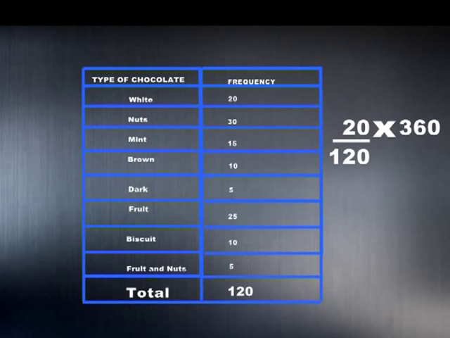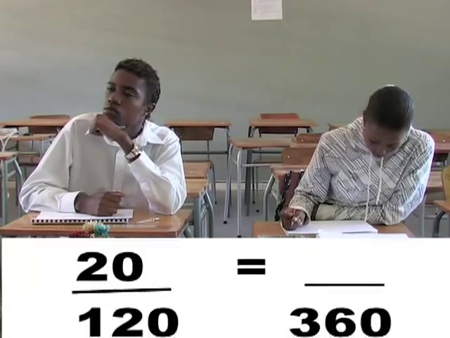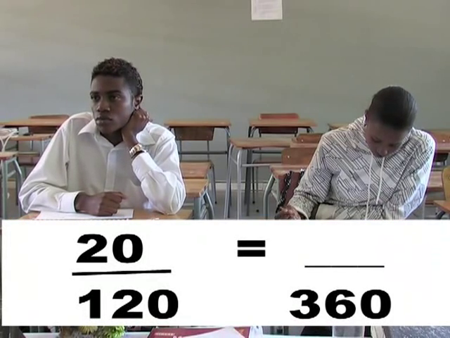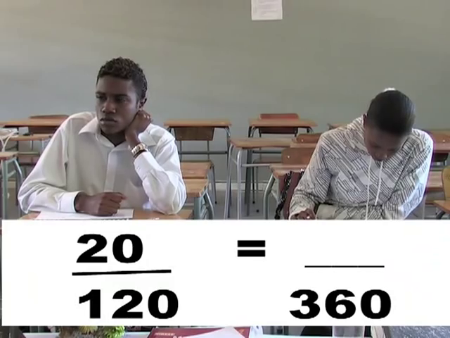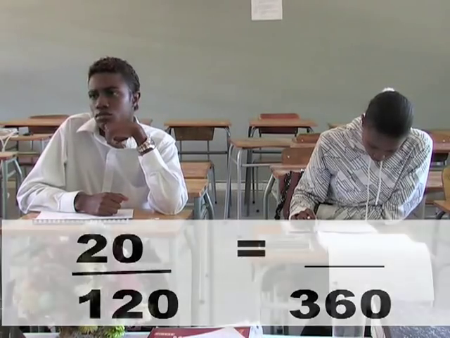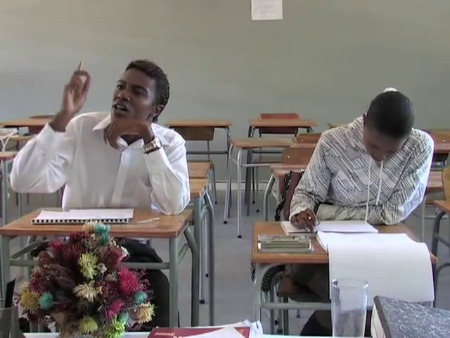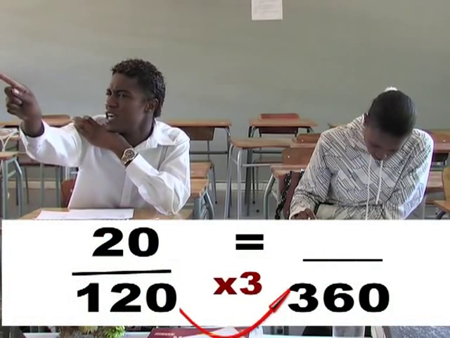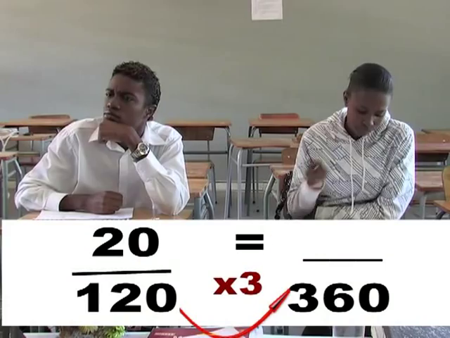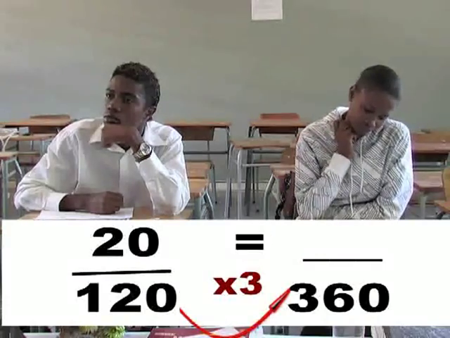We know that 20 out of 120 chose white chocolate, and we want to see this fraction as part of the whole pie. We can write down the fraction 20 over 120 and next to it, a fraction out of 360. We want these two fractions to be equal. Can you see how to do this? Well, I noticed that 360 is 3 times bigger than 120. That's good. So what would the numerator of this fraction be?